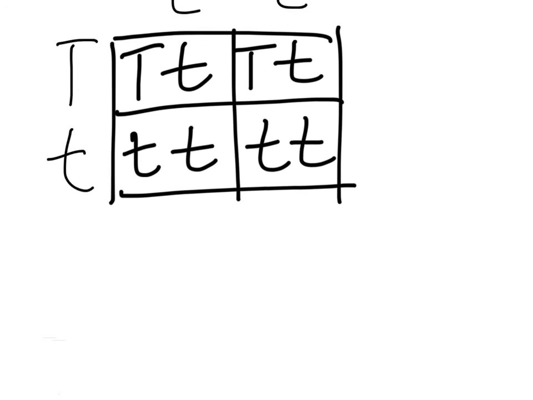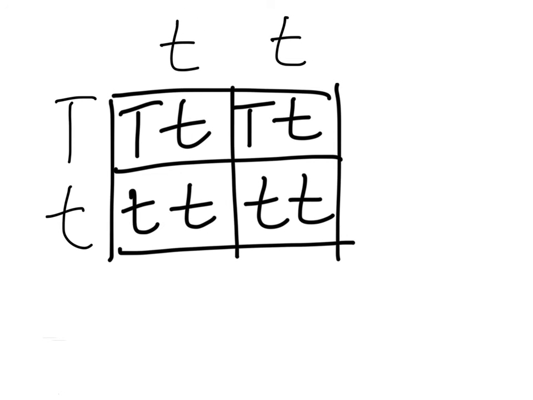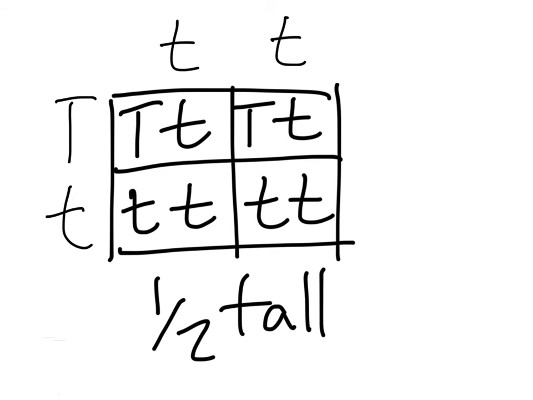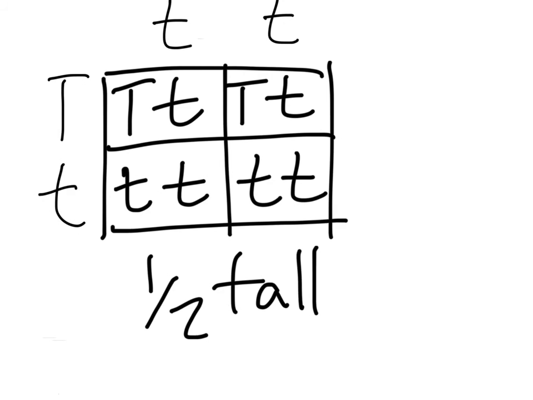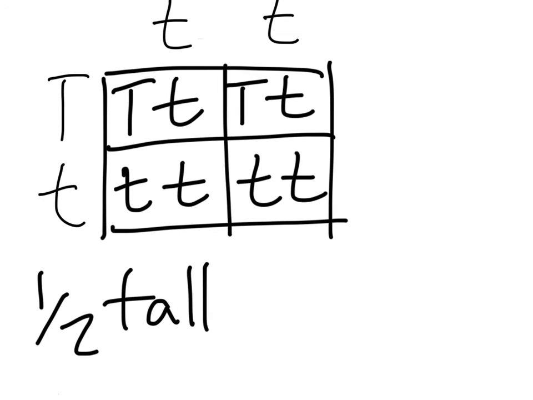And so if we look at this, 2 out of the 4, or 1/2, are going to be big T, little t, which means they're going to be tall. And the other 2 are going to be little t, which means they are going to be short.